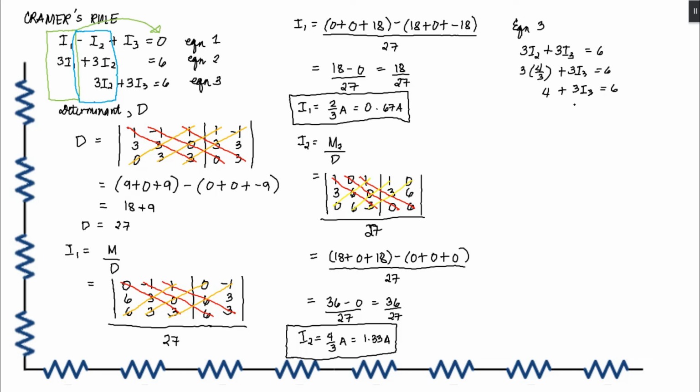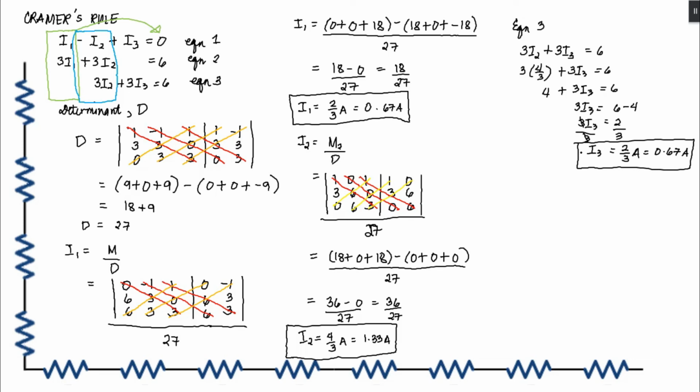Plus 3I sub 3 equals 6. So, transpose po natin yung 4 from left to right. So, 3I sub 3 equals 6 minus 4. 3I sub 3 equals 6 minus 4, that's 2. Divide both sides by 3. Cancel out, cancel out. So, I sub 3 natin ngayon is 2/3 amperes or 0.67 amperes. Ayan na! Meron na po tayong I sub 1, I sub 2, and I sub 3.